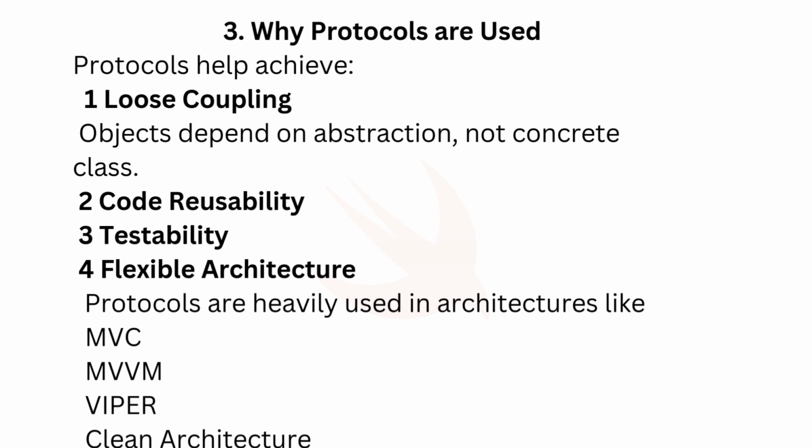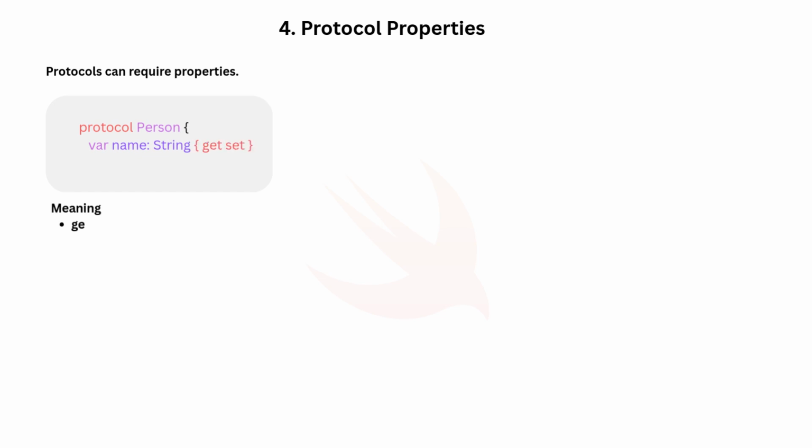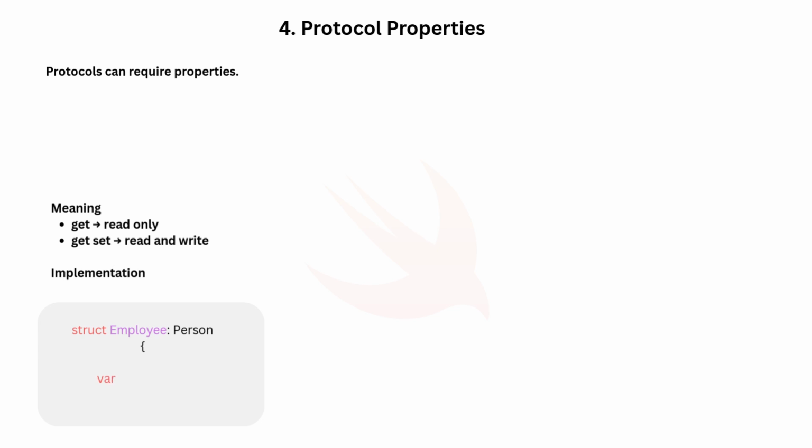Thank you. Now we are checking how protocol properties are used. Inside the protocol we can declare properties. We can check an example, protocol Person. Here we can declare a property name which is a String, and here we can apply get set. Get is a read-only property and get set is a read and write property. We can check out an example of the implementation.